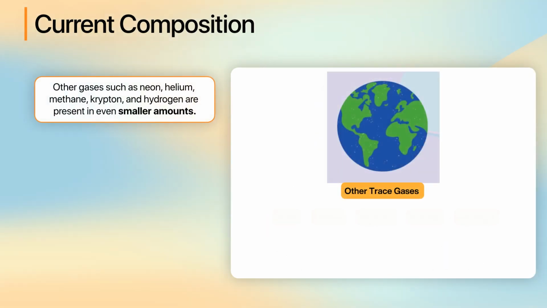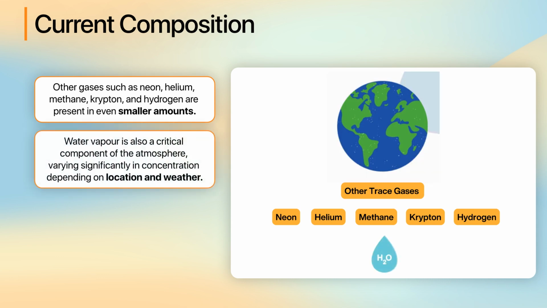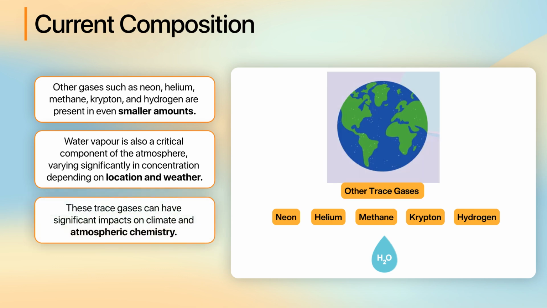Other gases such as neon, helium, methane, krypton, and hydrogen are present in even smaller amounts. Water vapor, H2O, is also a critical component of the atmosphere, varying significantly in concentration depending on location and weather conditions. These trace gases, while present in minute amounts, can have significant impacts on climate and atmospheric chemistry.